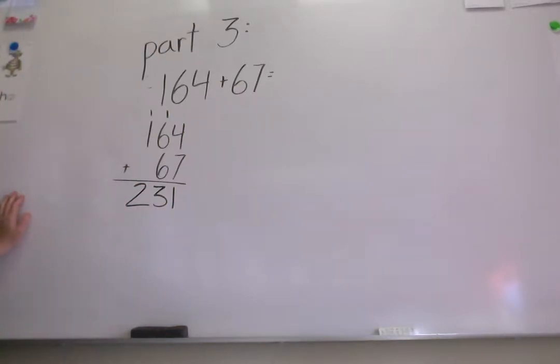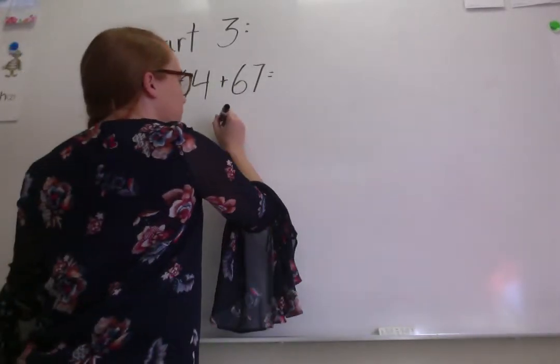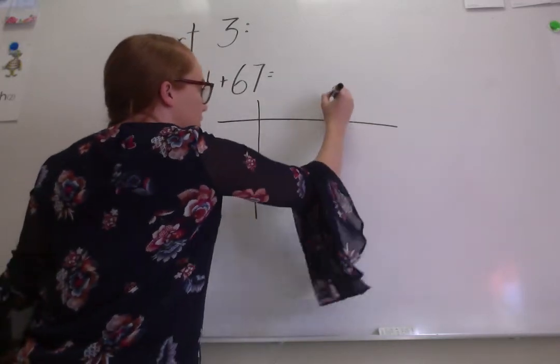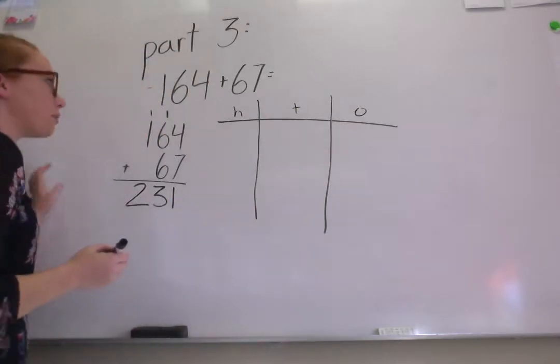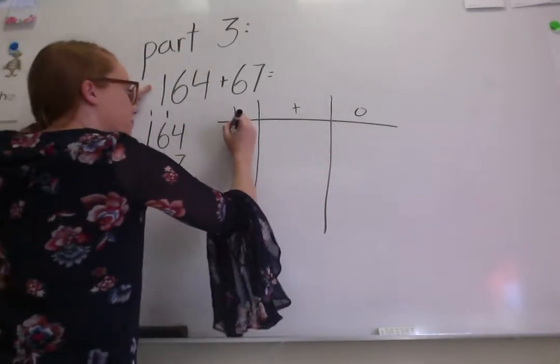We have 231, but we can't stop there. We need to do our picture. We will have a hundreds, a tens, and a ones column. First number we're going to draw is our 167.